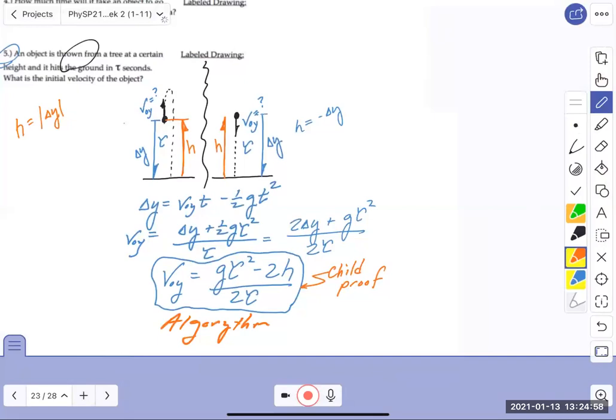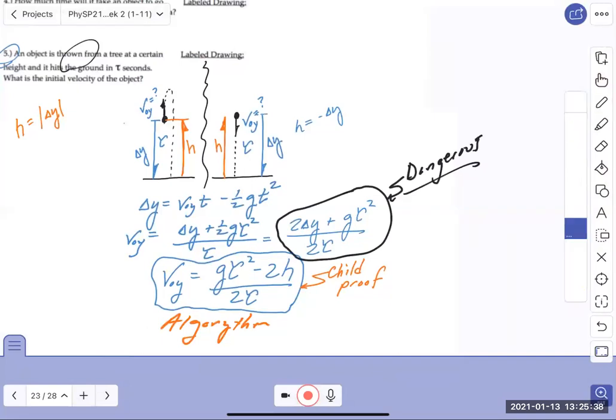All right, so an algorithm is something where you want to make your algorithm as childproof as possible. And you just plug in some numbers, as an eighth grader would. This version is dangerous. Not for you, because you've had some experience with physics, but an innocent eighth grader is going to mess that thing up every time. So you've got to give them the childproof version, okay? And it said height, which I'm assuming is h.